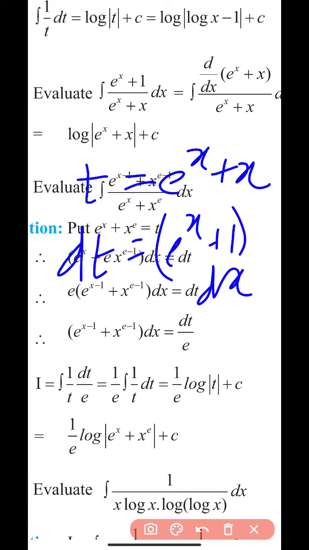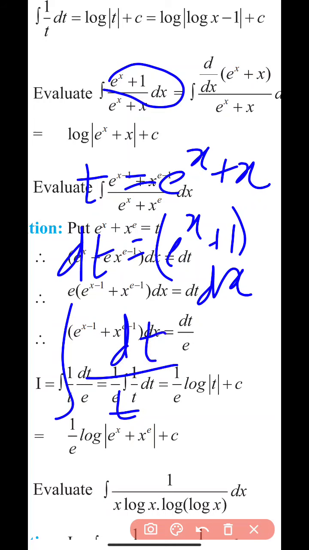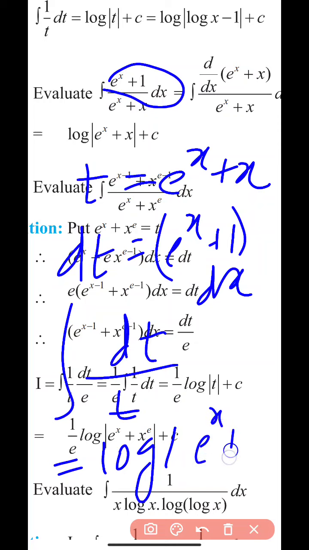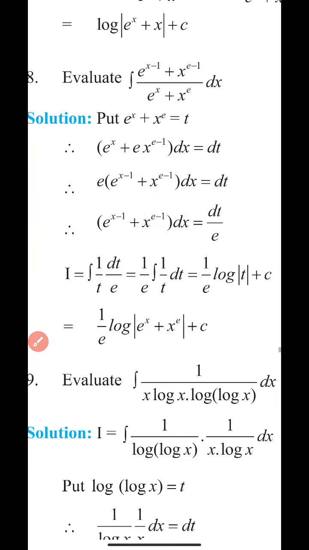So numerator I'll put as t, denominator I'll put as t, and whole of this numerator I'll put as dt. So integration of this is log mod of t, which you can write as log of mod of e raised to x plus x, mod complete plus c. Isn't this easy? So always look for a derivative in the numerator and you'll get through. Good. Next.